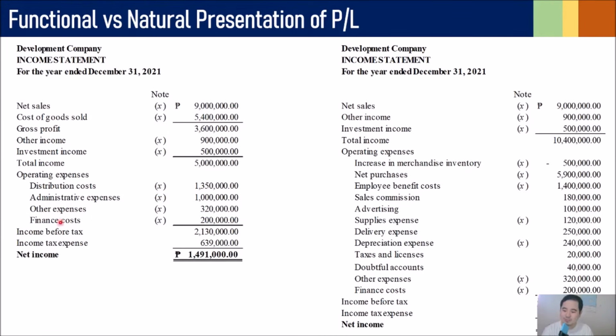Now, kung papansinin nyo po yung other expenses po natin, tsaka finance cost, pareho lang. Kasi nagkakataon po na yung function niya, yun din yung nature niya. Okay? Kaya parang medyo hindi siya nagbago. Okay, so ganun po ang ating functional versus natural presentation.